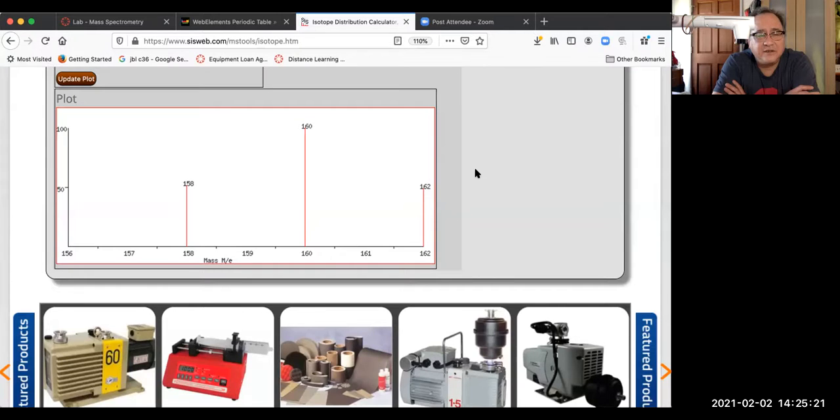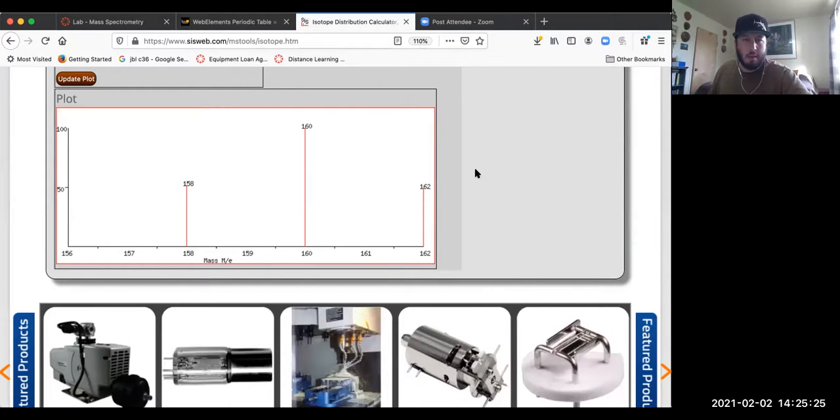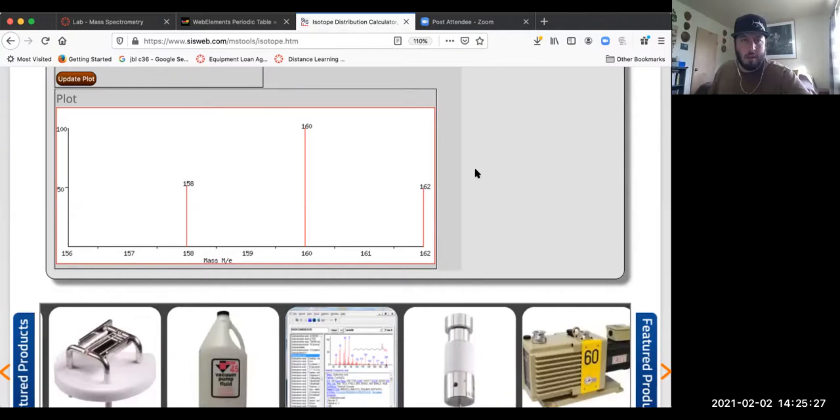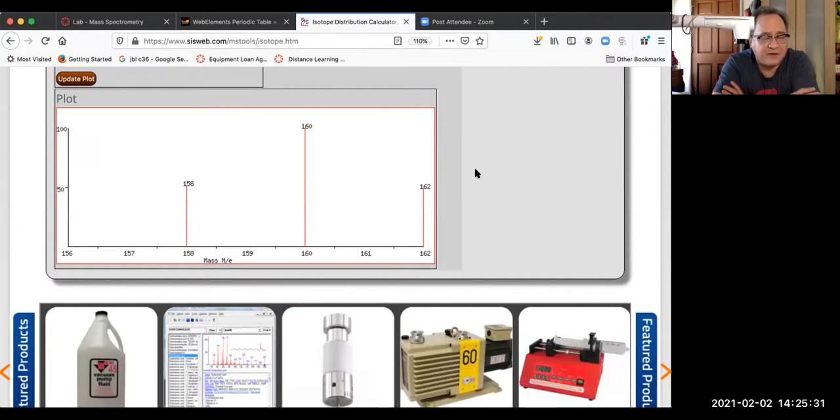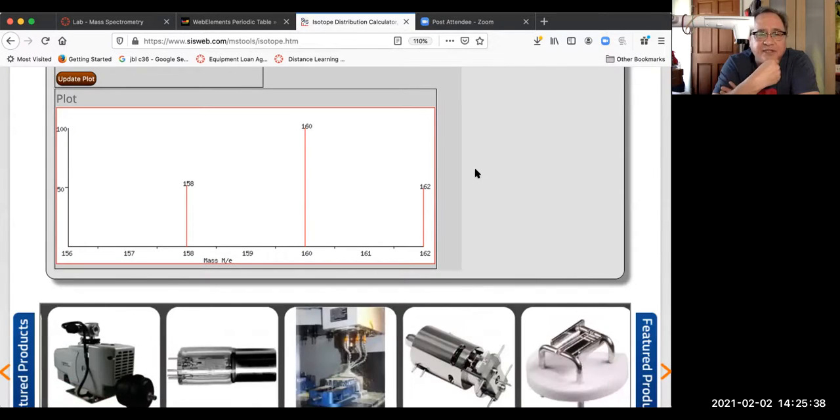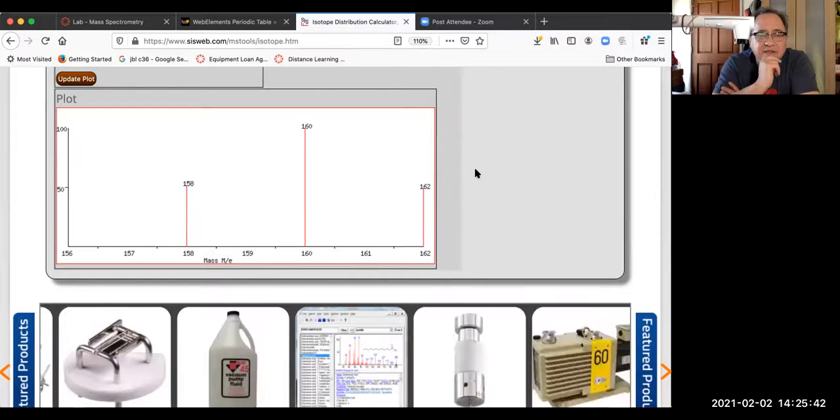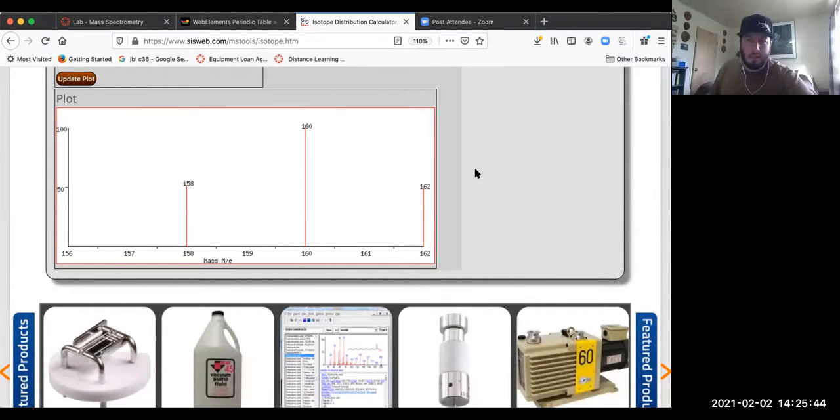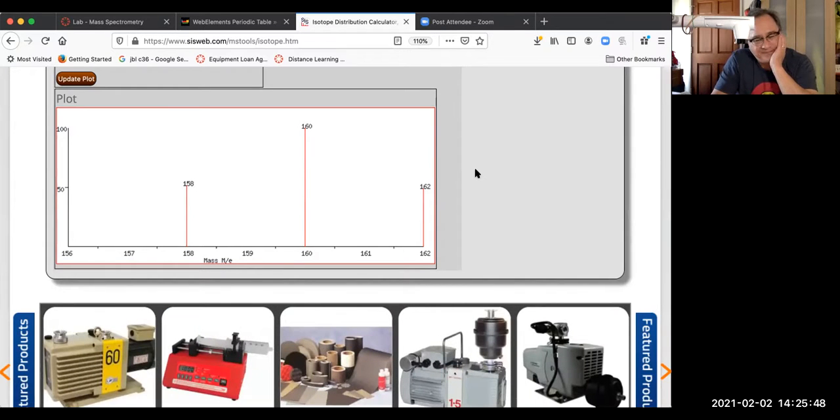Where does the 160 come from? We know the 158 is a 79 and a 79, correct? Is it a mixture of the two? Oh, what's 79 plus 81? 160. Oh, it's probably a mixture of the two. We didn't think of that.